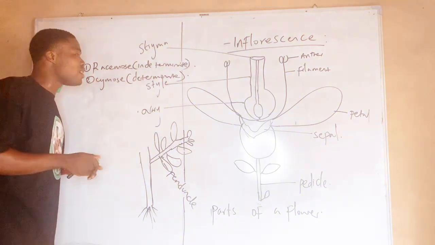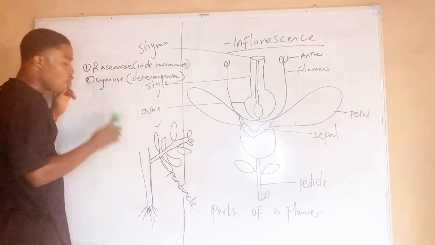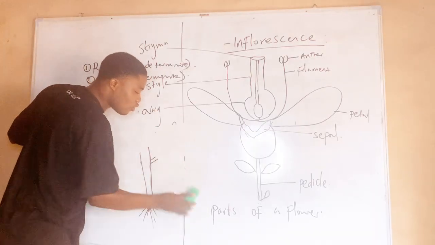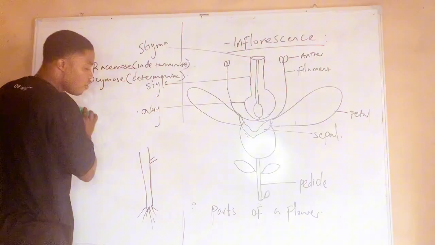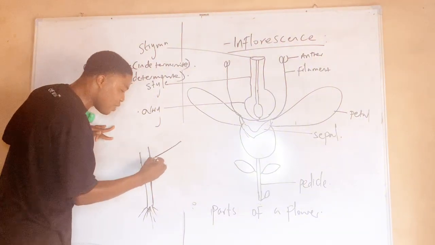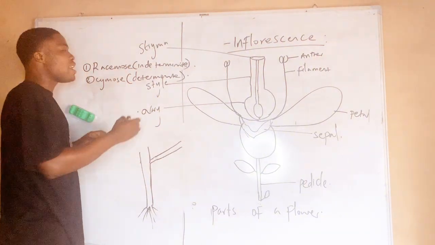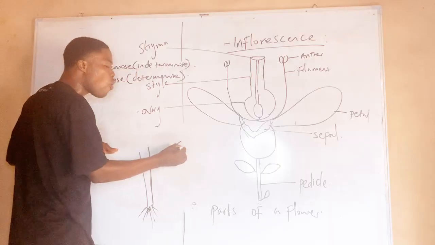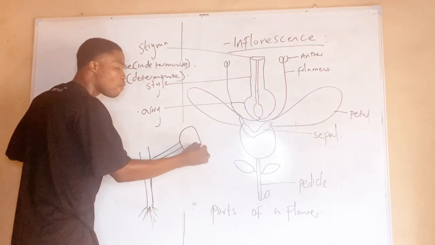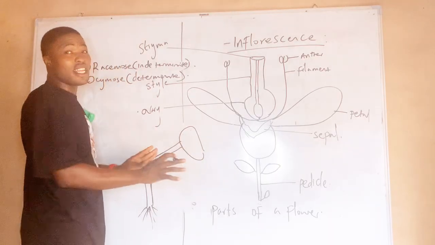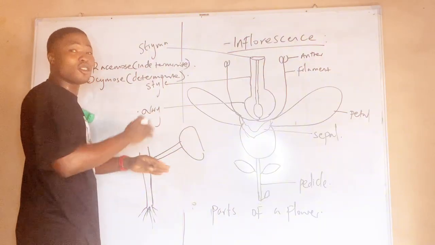Now, the cymose inflorescence is a type of inflorescence that is more like the opposite of this. Please watch. Let's say we have a cymose inflorescence. It is a determinate inflorescence. So this could be a flower. I'm just giving it a shape. This is not a proper shape for a flower, I'm just using it to explain.